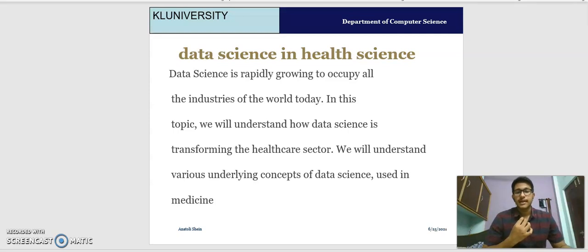We'll understand various concepts of data science used in medicine and also how it is evolving in the health industry and also the medical industry.